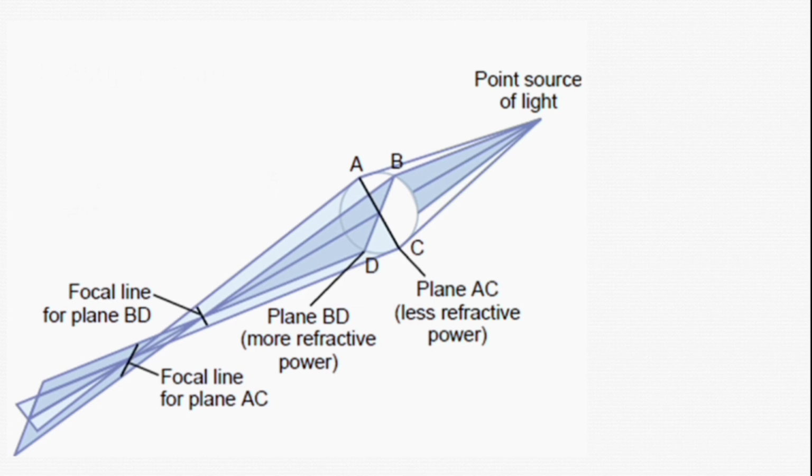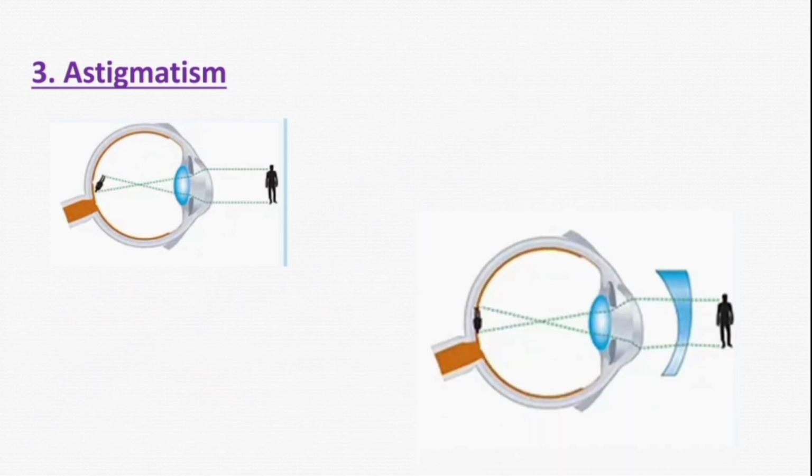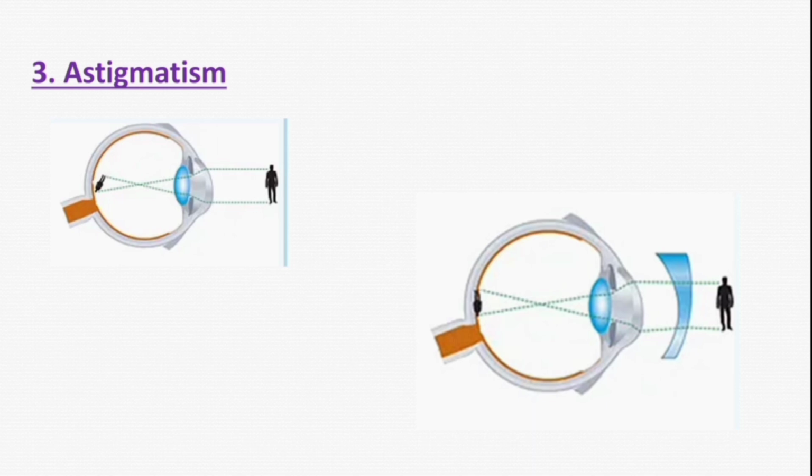Now what happens as a result? We get two images, one here and one here. So the resultant image, which is seen by the brain, is blurred. Astigmatism can be corrected by using a cylindrical lens which focuses the light rays only in one plane. So in this way astigmatism is corrected and the person can see the objects clearly.